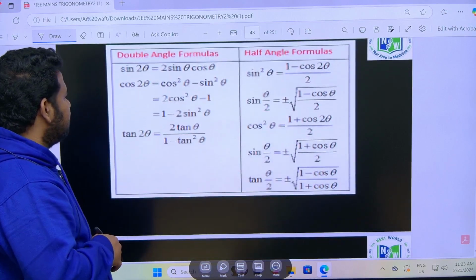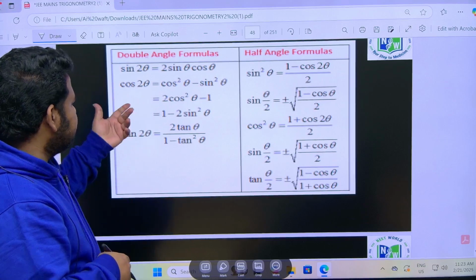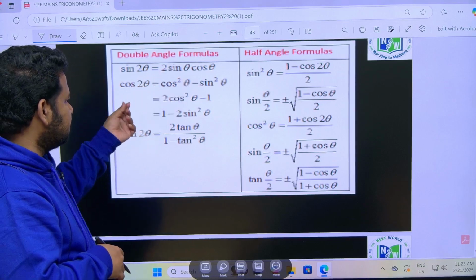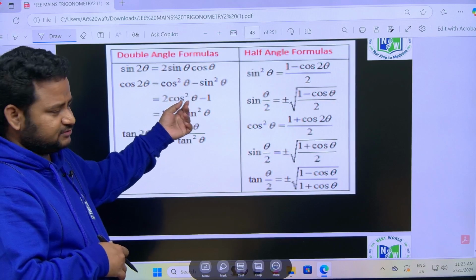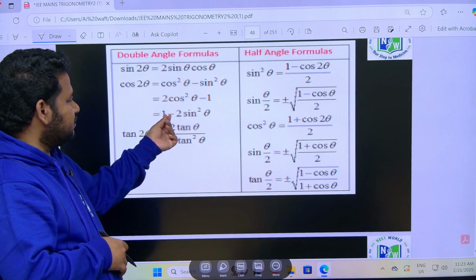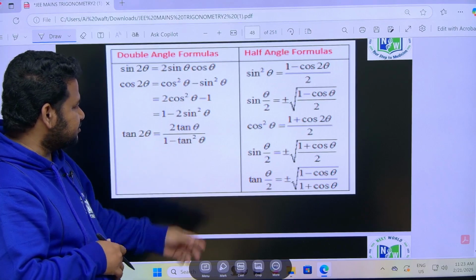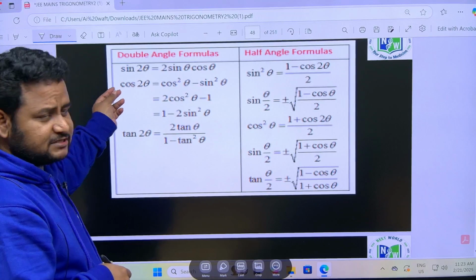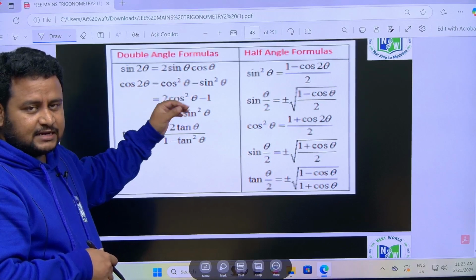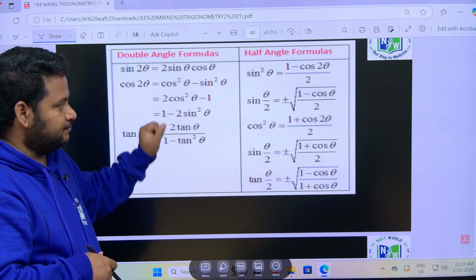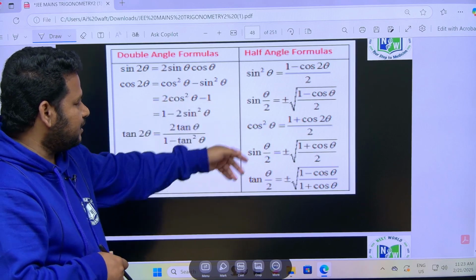Next, double angle formula. I hope it is visible. Sin 2 theta is equal to 2 sin theta cos theta. Cos 2 theta is cos square theta minus sin square theta, which is 2 cos square theta minus 1, which is 1 minus 2 sin square theta. Tan 2 theta is 2 tan theta by 1 minus tan square theta. Later I will tell you how to express sin 2 theta and cos 2 theta in terms of tan.